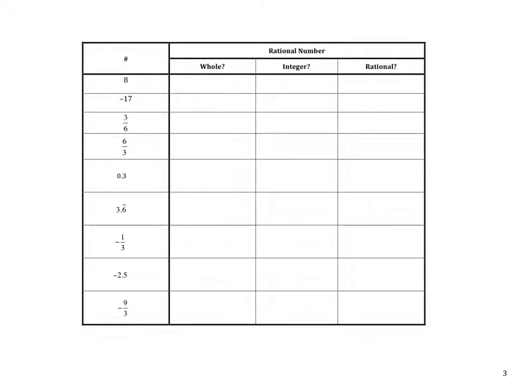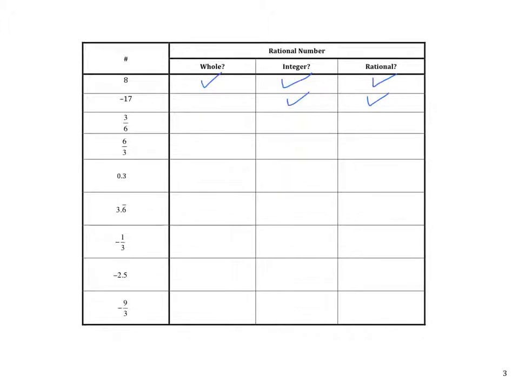All right, let's see if we can apply what we just learned. All right, 8. Well, 8 is a positive whole number. So 8 is going to be a whole number. It's also going to be an integer, and it's going to be rational. Negative 17, it's not going to be a whole number because it's negative, but it is an integer, and all integers are also rational numbers.